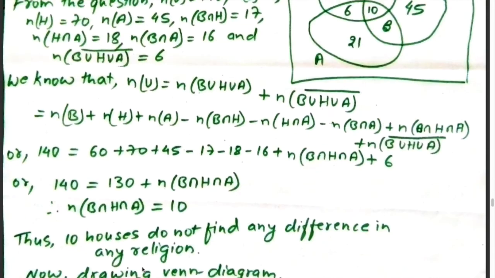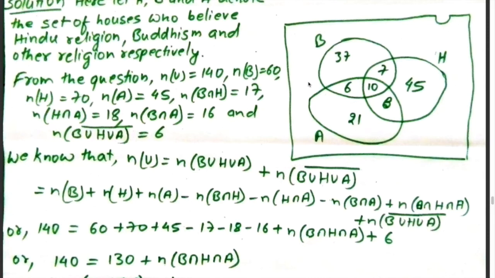Now, drawing the Venn diagram, we can clear all this. B is 60, so only B is 37, and complete B is 37, 7, 10 and 6. Only H is 45, but complete H is 45, 7, 10 and here 8. Also only A is 21, but complete A is 21, 6, 10 and 8.